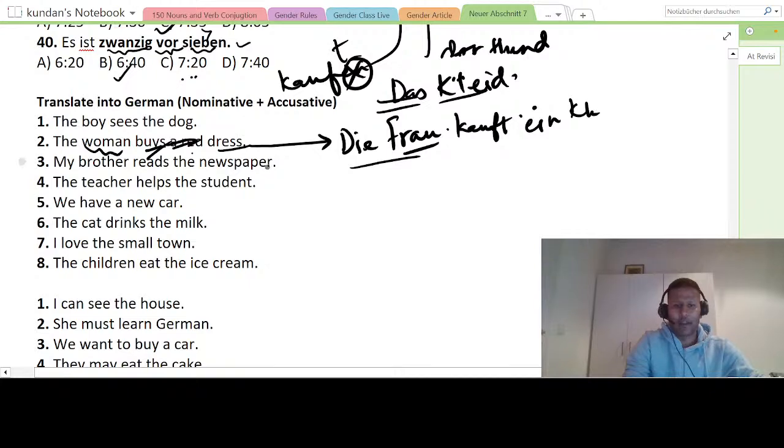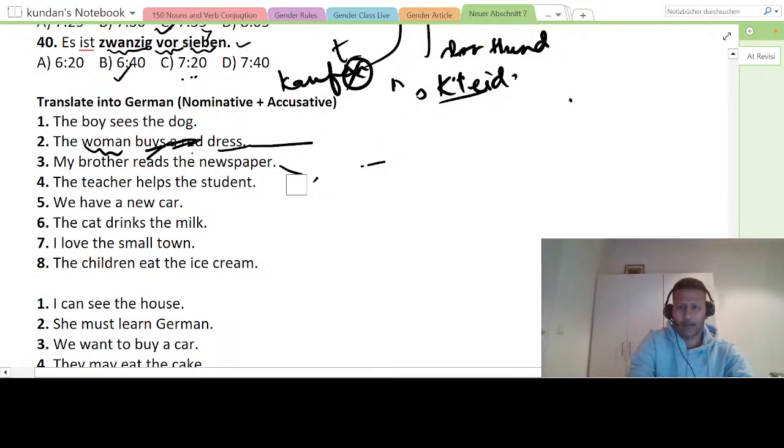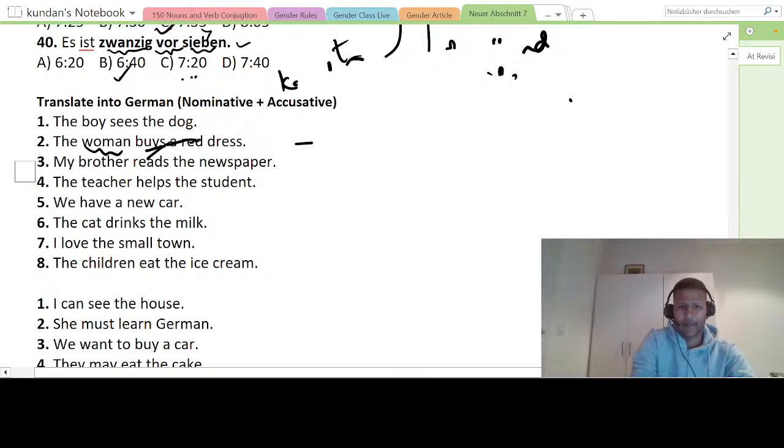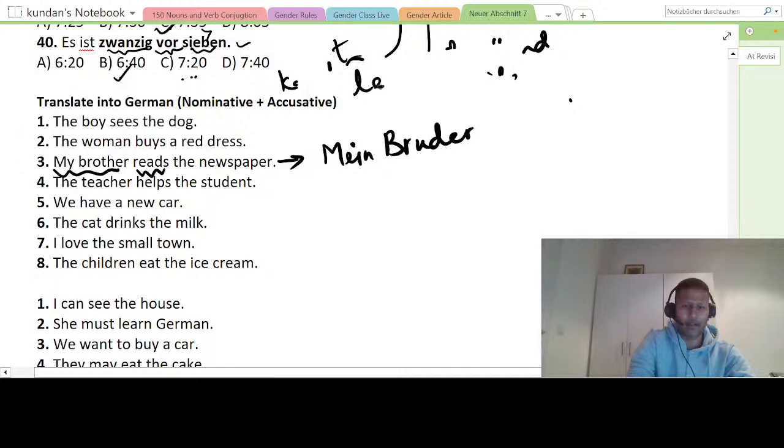Now third one, my brother reads the newspaper. Let me see who has made it correct. Question number 3, who has made it? Mein Bruder liest die Zeitung. That's perfectly all right. That is correct. Let me rub this and explain here. Question number 3. So my brother is what? Mein Bruder. What is he doing? Lesen. Read is lesen.